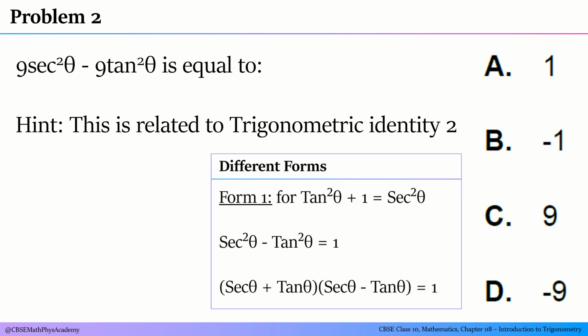Going to the next problem: 9 secant square theta minus 9 tan square theta is equal to, and you have four options: minus 1, 1, 9, minus 9. Whenever you see secant square and tan square, or cot square and cosec square, or sine square and cos square, you should immediately relate it to the respective trigonometric identity. In this case, it is trigonometric identity 2. We saw in our video 10 that this can take multiple forms. One of the forms is tan square theta plus 1 is equal to sec square theta. The tan square goes to the other side, so sec square minus tan square is equal to 1. We are going to use this to solve the problem.